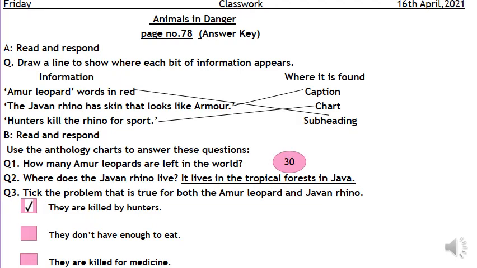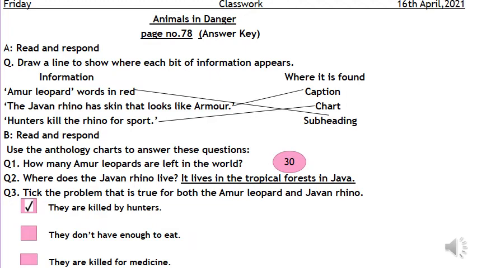Now come to B. Read and respond. Use the information charts to answer these questions. Question number 1 was, how many armor leopards are left in the world? So the answer is that 30 armor leopards are left in the world. Question number 2 was, where does the Javan Rhino live? It lives in the tropical forests in Java.